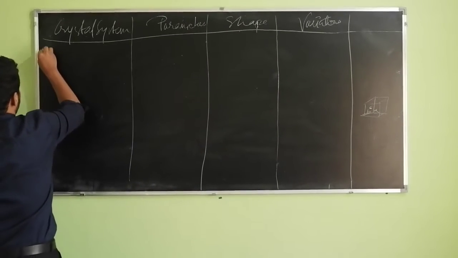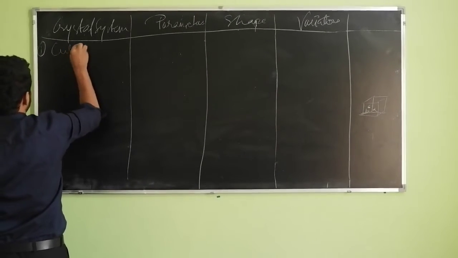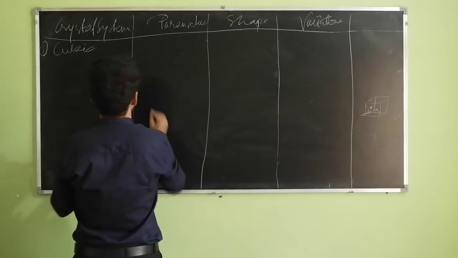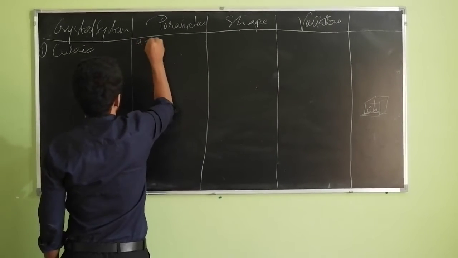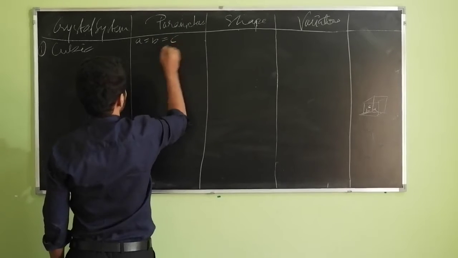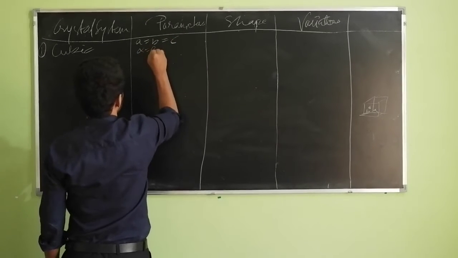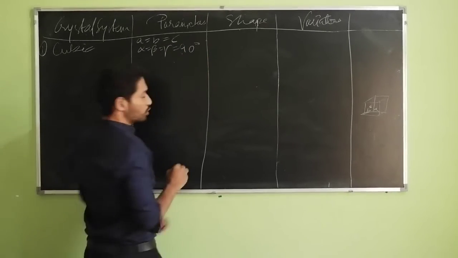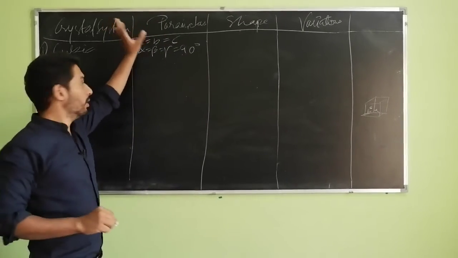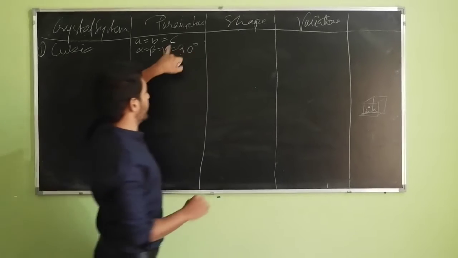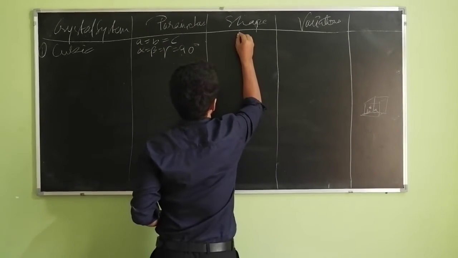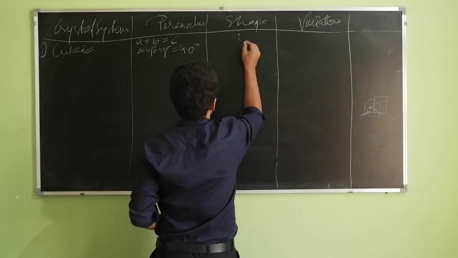Alright, so let's see. The first one that we have is cubic. So in cubic, what are the parameters that we have? We have A equals B equals C, alpha equals beta equals gamma equals 90 degrees. So let's draw the cubic one with these parameters in our mind. So what's the shape that we get? So firstly we draw C. C is the perpendicular one.